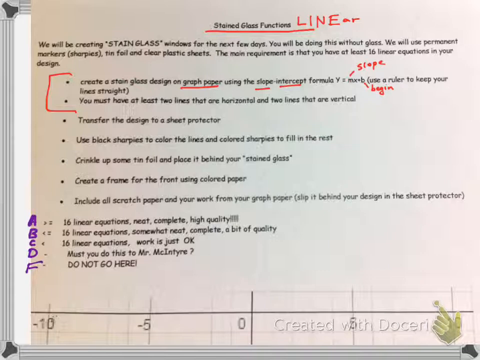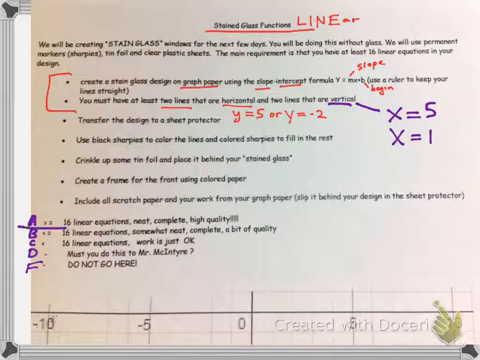So the criteria is you have to have two lines that are horizontal. So y equals 5 or y equals -2. Those would be horizontal, but you don't have to use those numbers. And then two that are vertical. This would be x equals something like that. Those would be vertical lines. So that's 4 lines total there.